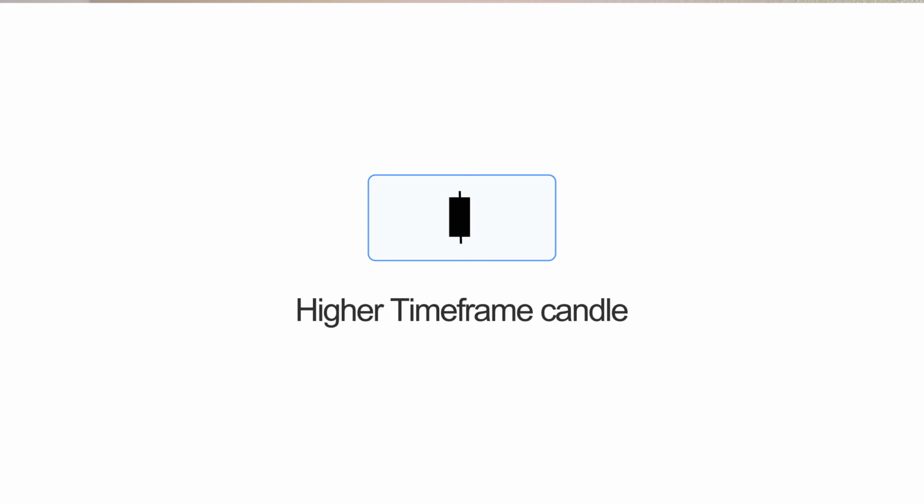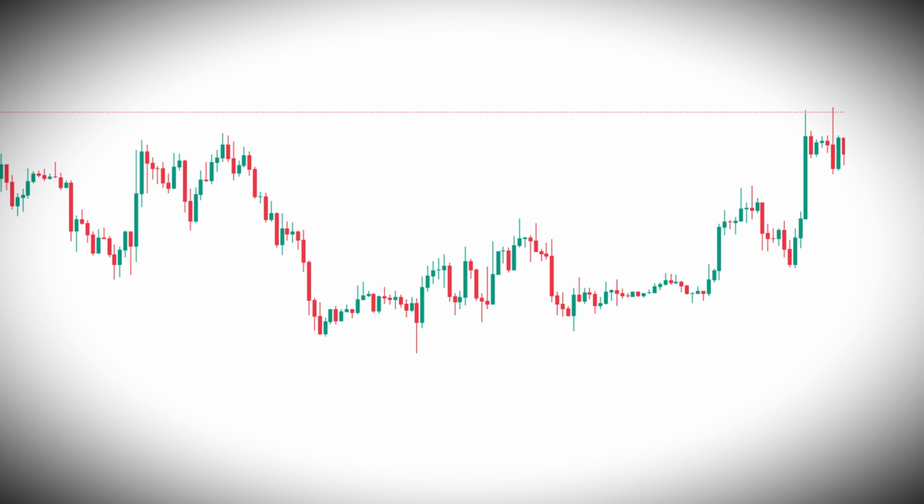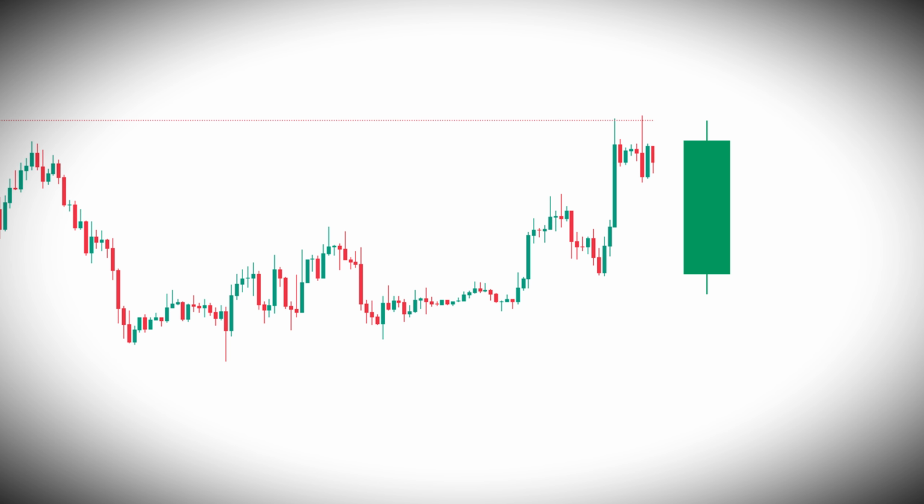The first indicator and one of the most important indicators is the higher time frame candle indicator. This is probably my favorite one. It's an indicator that shows you a large higher time frame candle to the right of your screen. So even if you're on the 1 minute time frame, you're still going to be able to see what the daily candle is actually doing and how it looks.